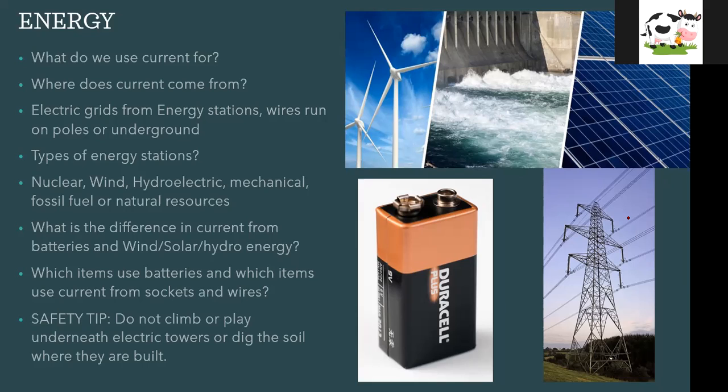So in a battery, we have lots of chemicals, right? We're converting chemical energy into electrical energy. But in a windmill, we're converting wind energy into mechanical energy, which is the rotating of the turbine. And then the rotating turbine converts the energy into electrical energy.